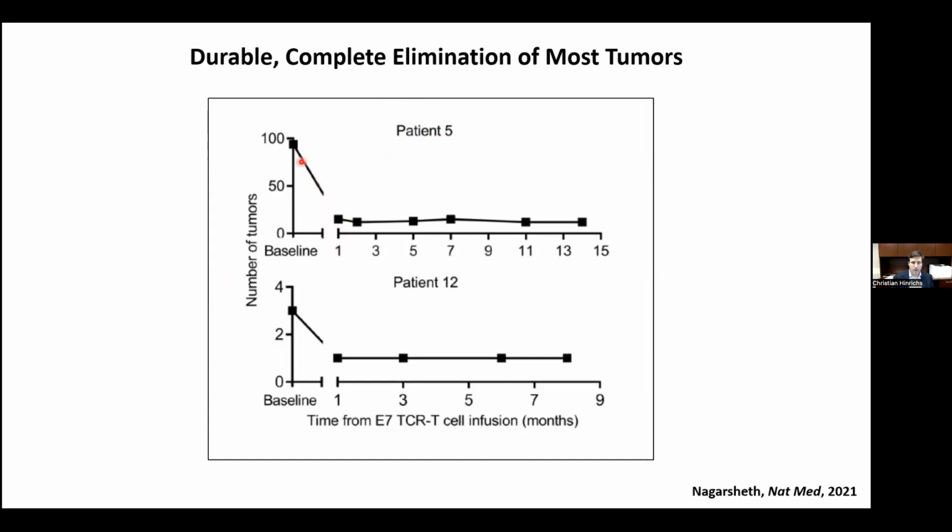I also want to illustrate that when these tumors go away, they stay gone. So here we're following the patient out 14 months, and these tumors that went away stay gone. This is patient 12, and it's a similar story. This patient only had 3 tumors, but again, 2 of them were completely eliminated, and they stay eliminated. And again, they're also completely eliminated very quickly.